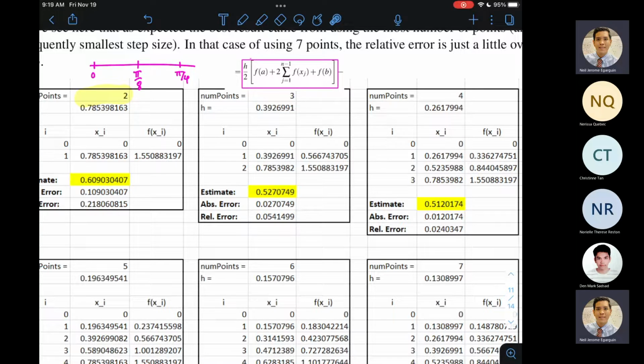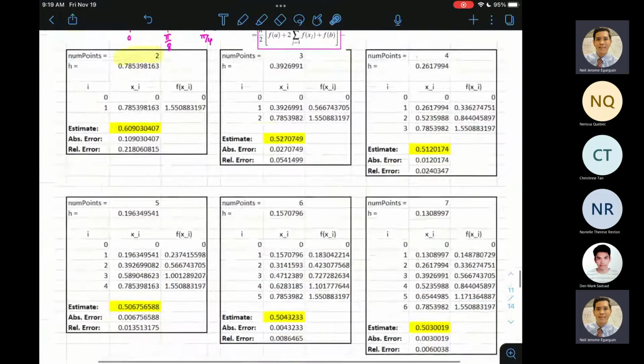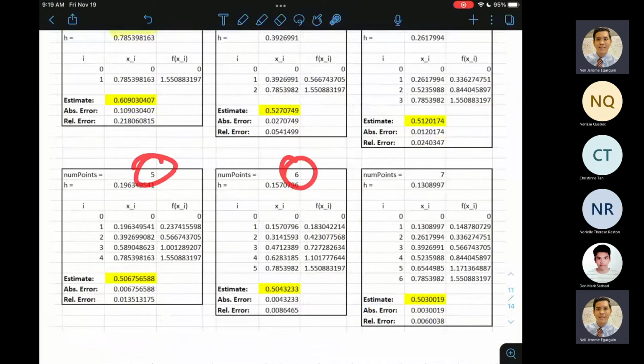And then you can go on and apply this formula using 5, 6, and 7 points, you'll get better and better estimates. So far, yung composite trapezoidal rule, at least hanggang n equals 7 or n plus 1 equals 7, medyo nasatisfy niya yung promise niya ng order of convergence. Okay?